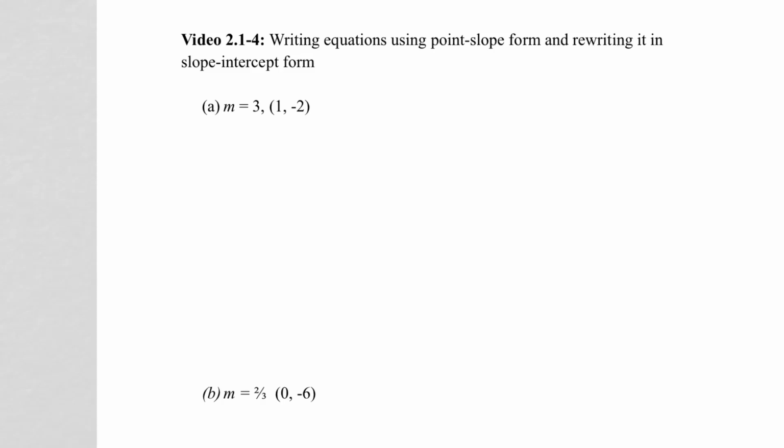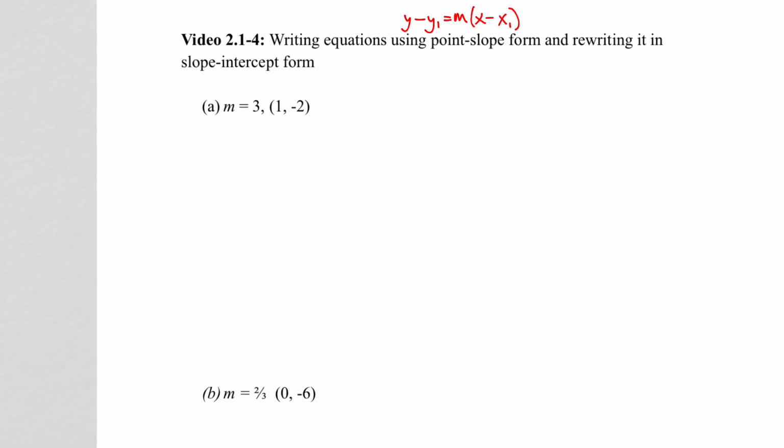In this video, I'm going to show you how to write linear equations. So our directions say write equations using point-slope form and rewrite it in slope-intercept form. So just a recap, point-slope form is y minus y1 equals m times x minus x1.